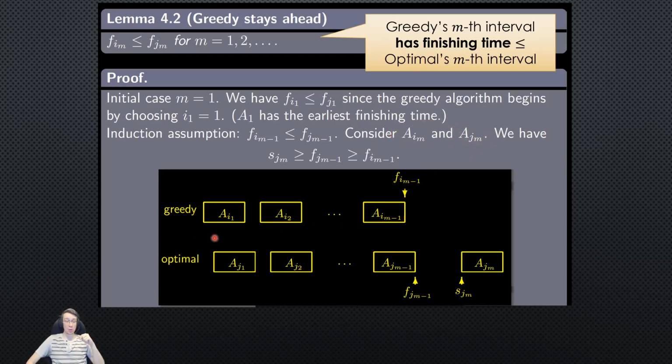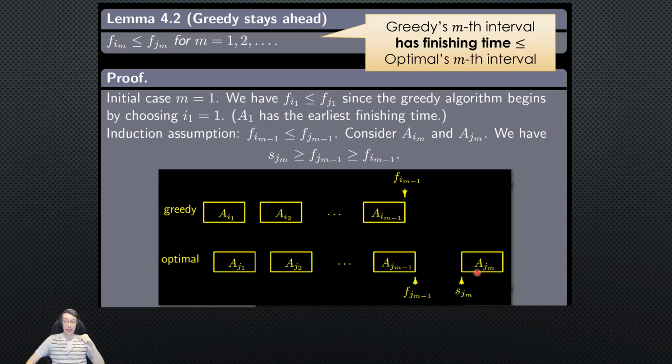Okay, so what does this look like visually? Well, you have a sequence of choices made by greedy. You have a sequence of choices made by optimal. Consider now, we know from the inductive hypothesis that greedy's m minus 1th interval finishes at the same time or before optimal's m minus 1th interval, and we want to prove the same thing for m. So consider A_J_m, the mth choice for optimal, and A_I_m, the mth choice for greedy.